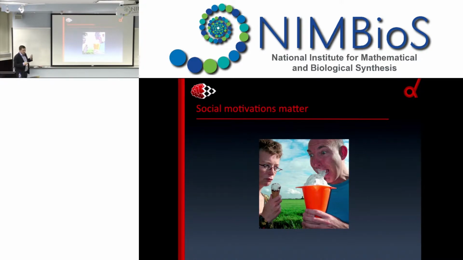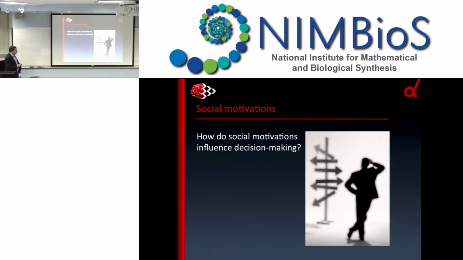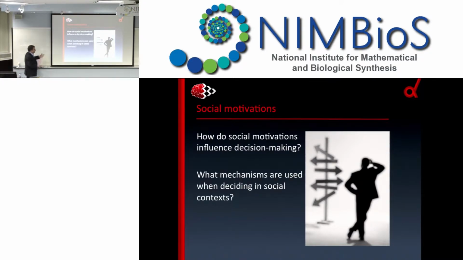And so that's what we've been interested in for the past many years, trying to understand these social motivations, understanding how they may be mechanistically implemented in the brain and what consequence that may have for understanding behavior. So the basic question: how do social motivations influence decision making? In particular, what mechanisms, both psychological as well as neuronal, are used when deciding in a social context? And we study many social contexts. The one I want to talk about today is trust and reciprocity, actually specifically reciprocity.